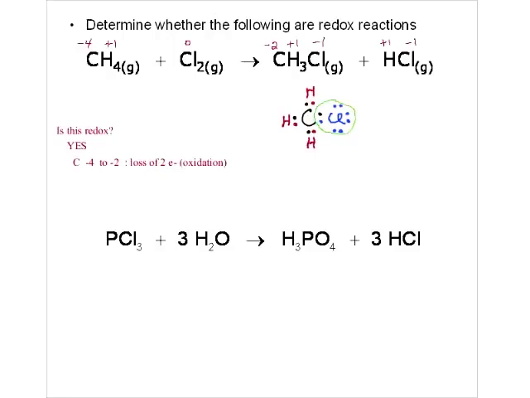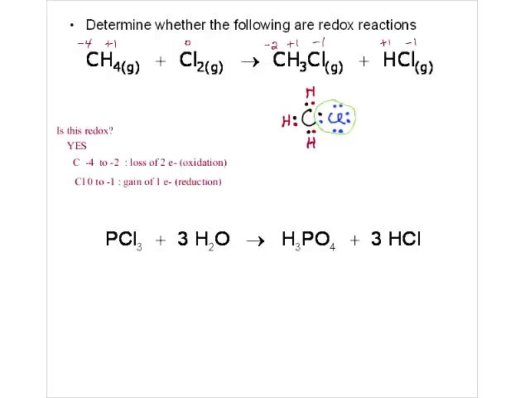What else changed here? Because we've got to have reduction with oxidation. We can't have one by itself. We have to have both processes. In this case, we've got the chlorine going from 0 to -1. So it went from no electrons to having an extra 1. So it's going to be a 1 minus. That's reduction. So yes, this is redox.